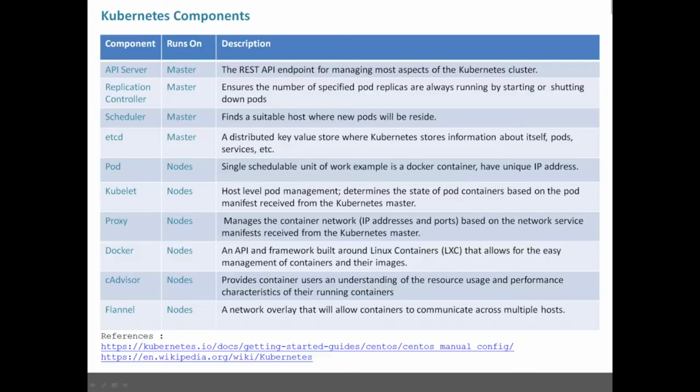Next service is kubelet, that always runs on the node. That's host level pod management. It determines the state of the pod container based on the pod manifest received from the Kubernetes master. Basically, whenever you kick off a pod build, you kick it off from the Kubernetes master. The master then sends the manifest to the node, and the node determines the state, like this particular pod needs to be started or created. So that's the kubelet service that maintains that, and it communicates with the master using the proxies and Kubernetes components.